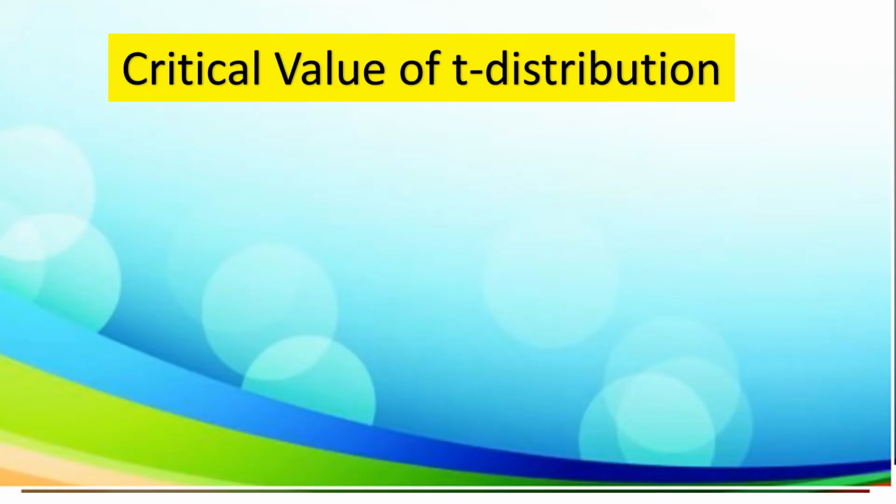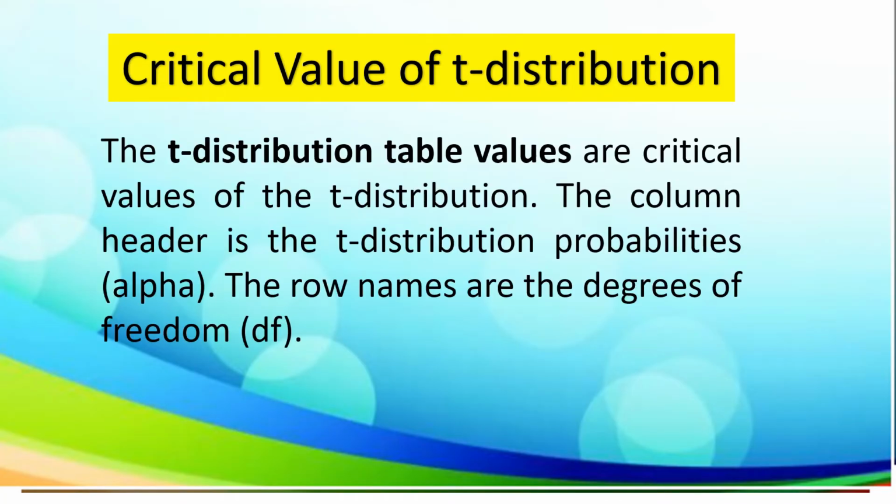Now, let us determine the critical value of t-distribution. The t-distribution table values are critical values of the t-distribution. The column header is the t-distribution probabilities, or alpha, and the row names are the degrees of freedom. Now, let us utilize a given t-table in this kind of situation.